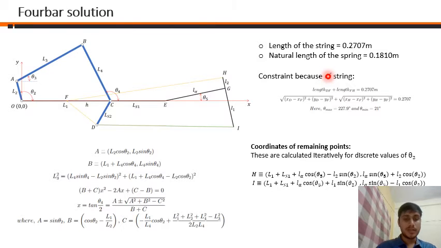What happens is that when theta is greater than 90, it pulls the wire, and because the length of the wire is constant, the knee is bent. On the other hand, when theta is less than 90, the spring is stretched to provide more stiffness to the knee.